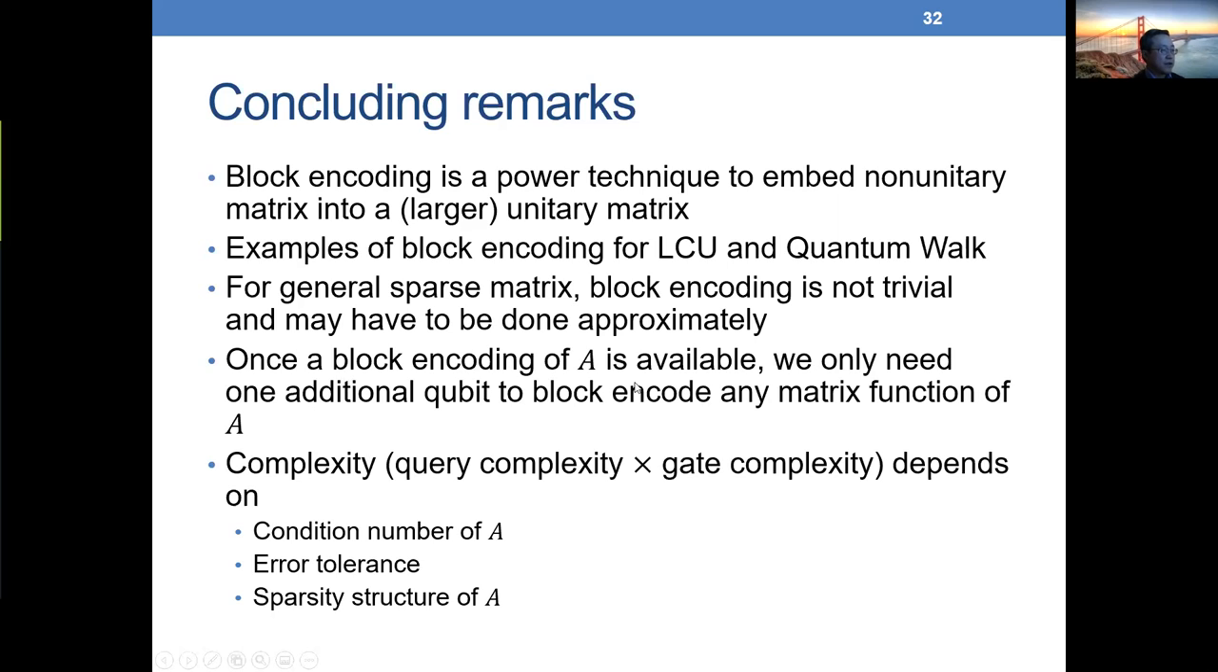Once the block encoding of A is available, we only need one extra qubit to block encode any matrix function. If it's not any matrix function, I mean, nice matrix that can be approximated by a polynomial, right? And then the complexity of that is essentially the query complexity, the number of times you have to access the block encode circuit, times the number of gates in the circuit. And it depends on the condition number of A, depends on your error tolerance, and also depends on the structure of the matrix. Okay, I think that's it.